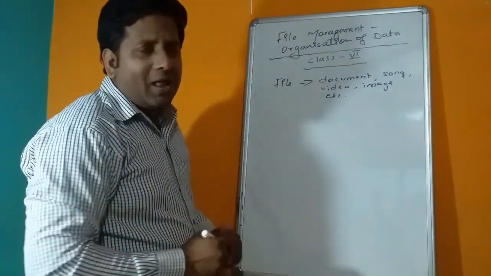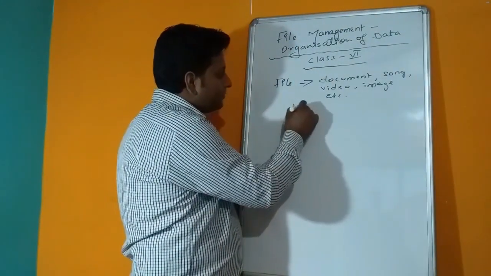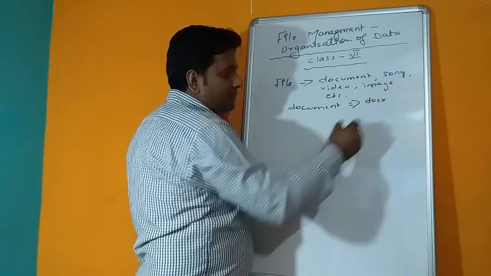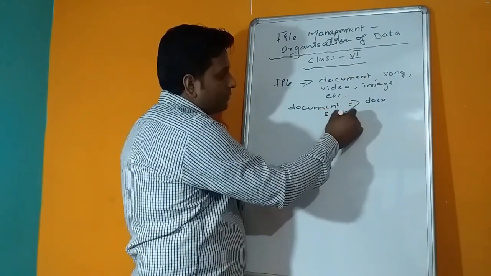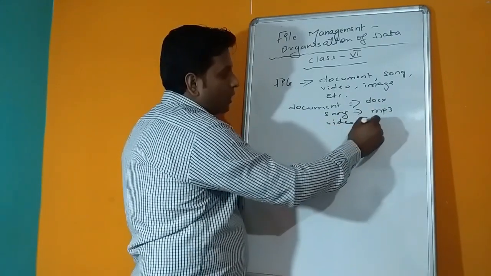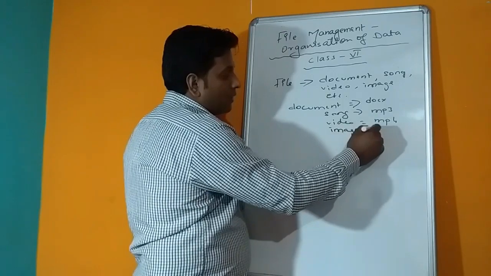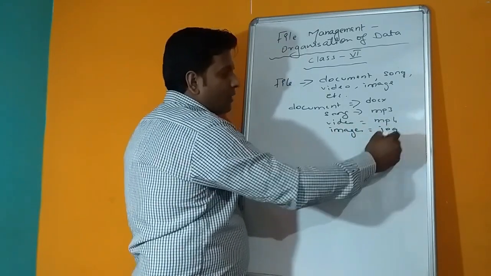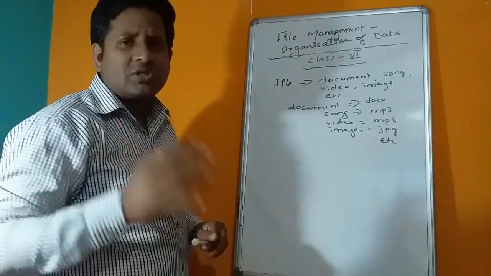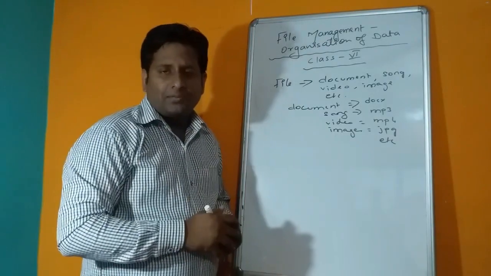Each file has some extension. For a document it is docx, for songs you get mp3, for video you get mp4, and for images you get jpg, etc. Like this, many different file extensions are available. So these are known as files.